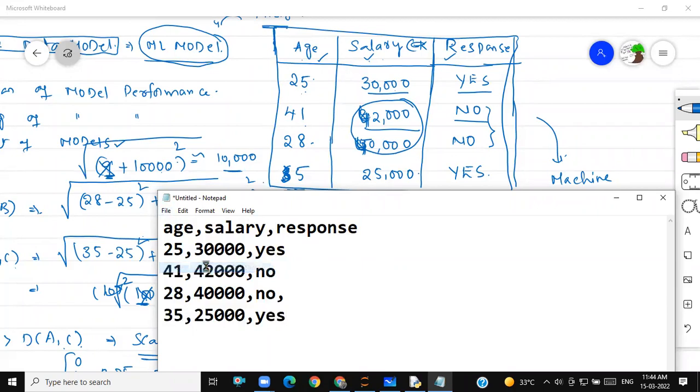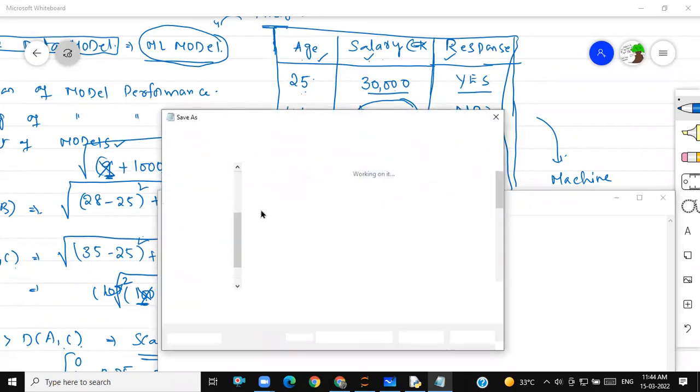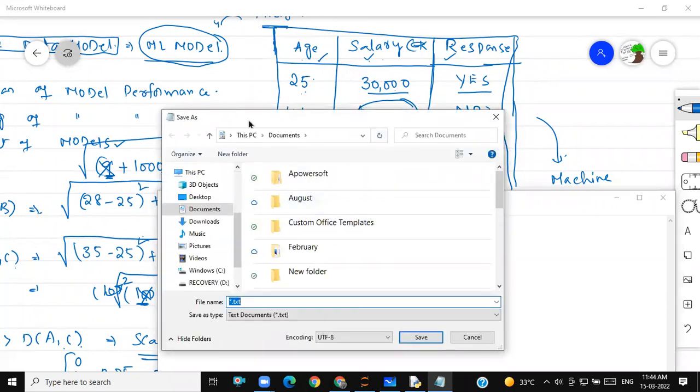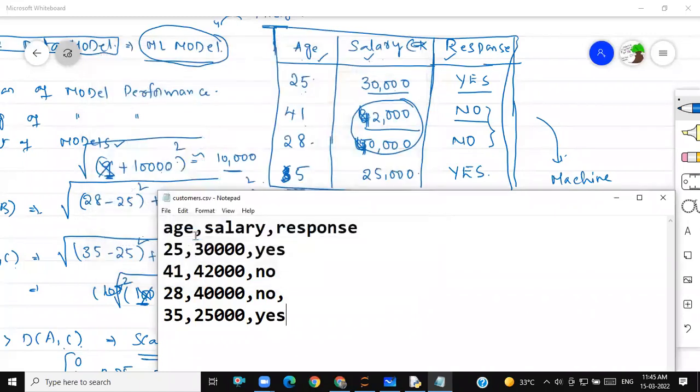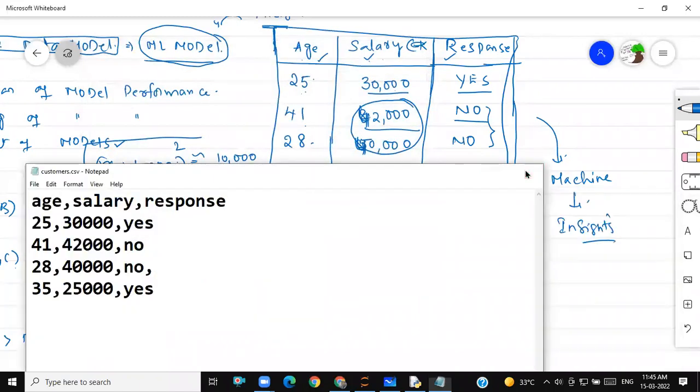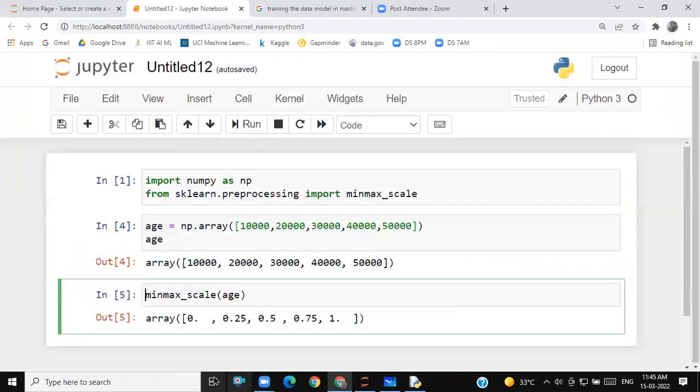I'm saving the file. It's very small data, and the insights we are able to understand very easily. I'm putting this data into a file called customers.csv. I kept this data in the D drive as a customers.csv file. Just imagine that this is the data my client has given to us.